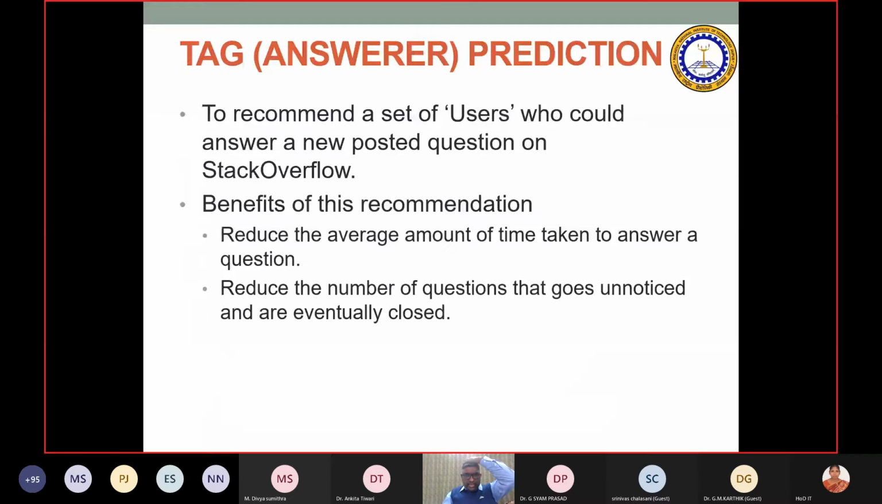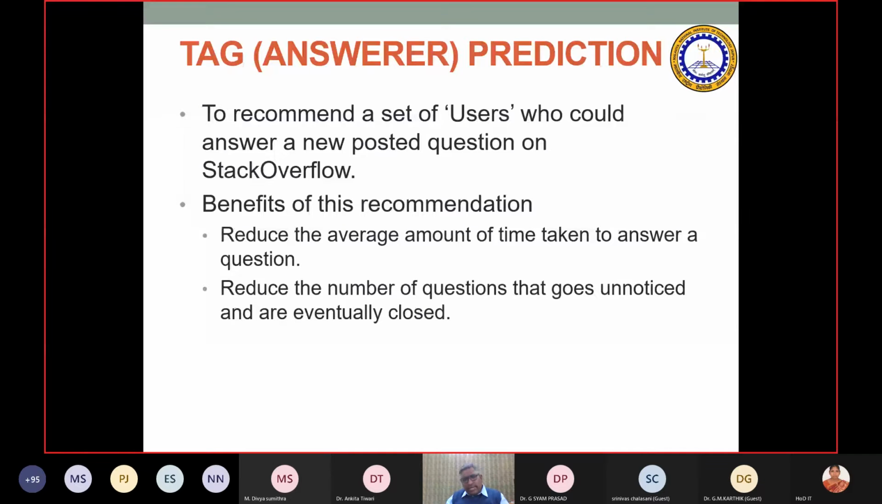right? The last example that I would talk about is the tag or answerer prediction, right? So on Stack Overflow, there are many users who will post a question. Now what we want is to predict who will answer. Many times the question is posted, but we don't pass it across, so there is no reply coming. What can be done is, if we can do such a kind of recommendation, you reduce the average amount of time taken to answer the question.